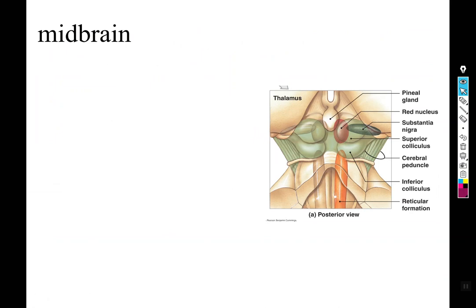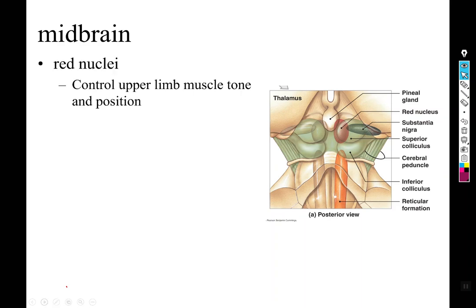So moving on to other areas of the midbrain. The red nuclei control upper limb muscle tone, and they're actually called red because they appear red. The red nuclei are bilateral, so they're right here and right here.